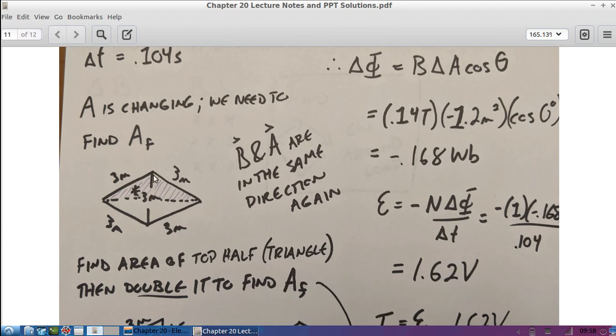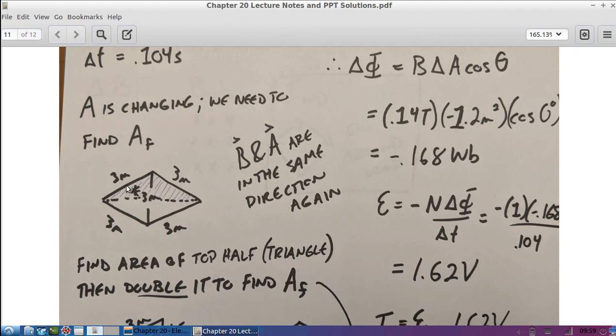We stretch the loop, and the distance between the top corner and the bottom corner is now 3 meters, okay? So what I have to do is find this area. I don't remember the formula for the area of a rhombus, and even if I did, which I think I do, I have to know this diagonal, which I don't know.